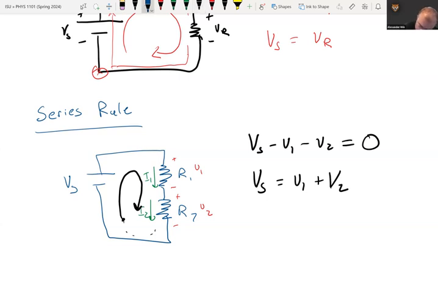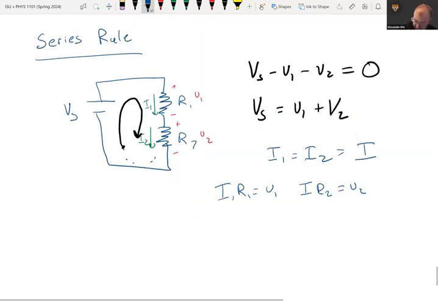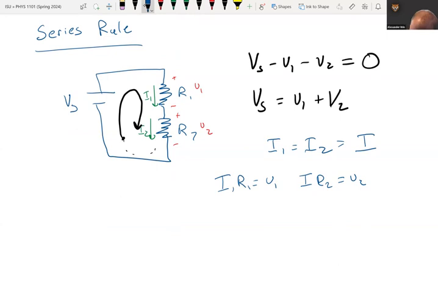Now, we also know here that I1 has to be equal to I2. This is just Kirchhoff's current law, and basically because there are no junctions, you're only going to ever have one current flowing through this circuit. So I'll just call that I. And the idea here is that I1 R1 equals V1, I2 R2 equals V2. That's just Ohm's law applied to both resistors. And so that means I R1 is equal to V1, and I R2 is equal to V2.